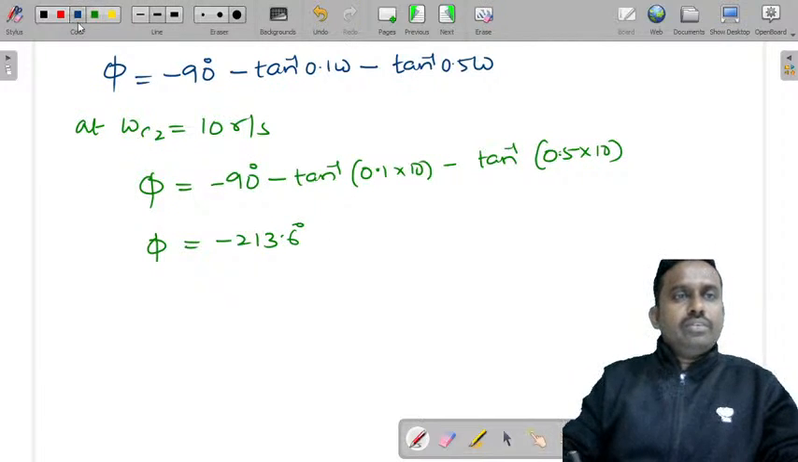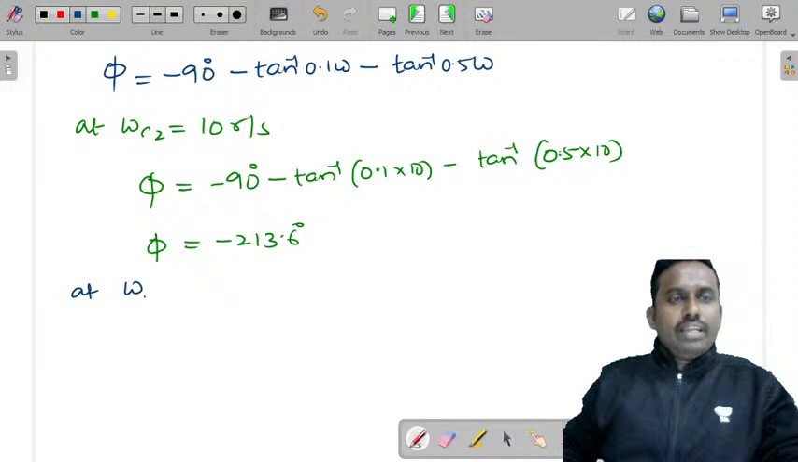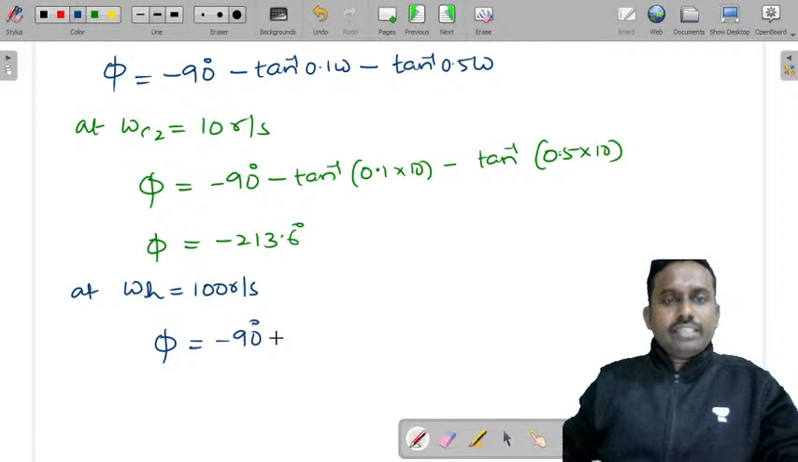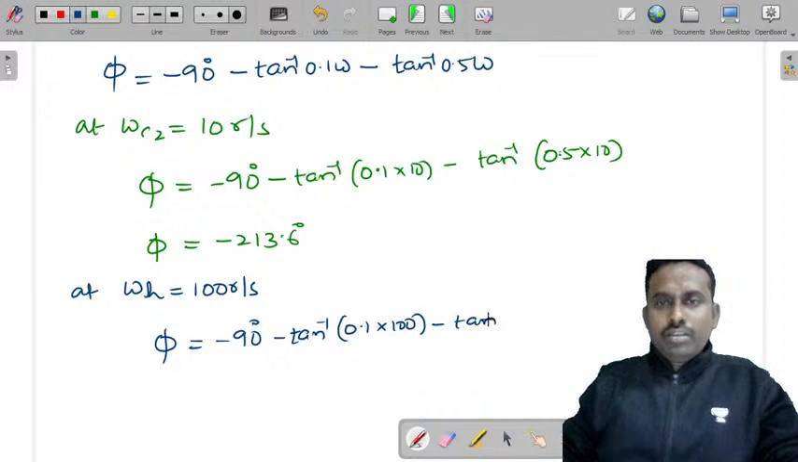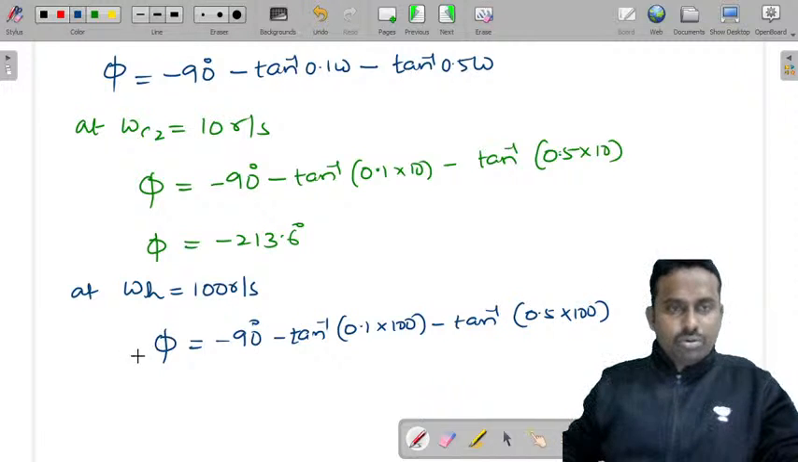Very good. Now at omega H, 100 radian per second, phase angle is equal to minus 90 minus tan inverse 0.1 into 100 minus tan inverse 0.5 into 100. I want this answer.